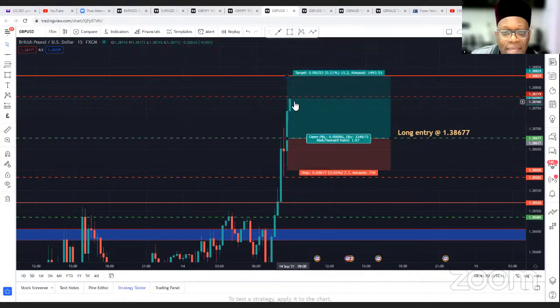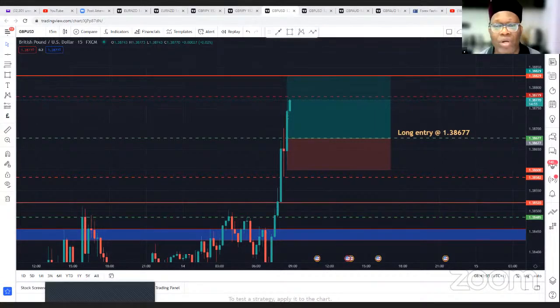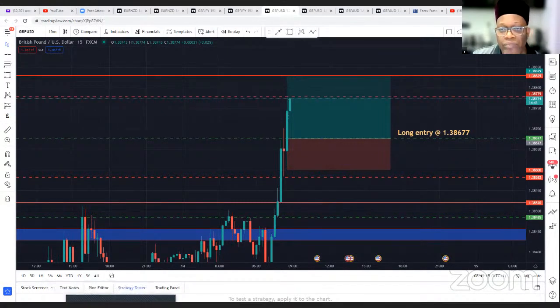I think it's hit our 10 pips, guys. So be looking to close. Move your stop to break even, guys. Let me do this at my end. I'm taking partial profits. I'll tell you how I'm doing that.